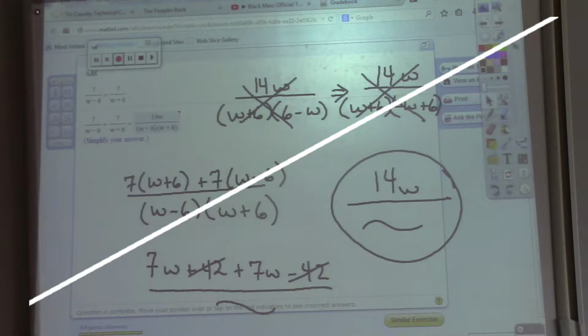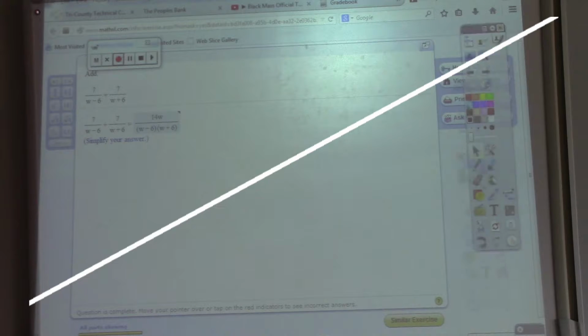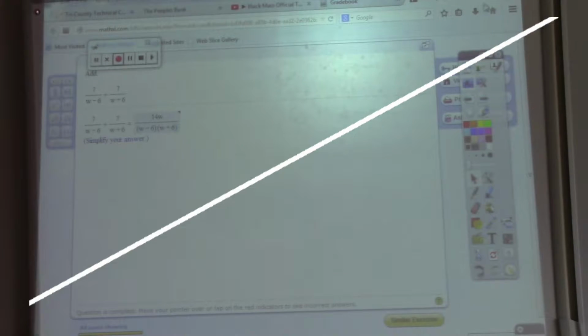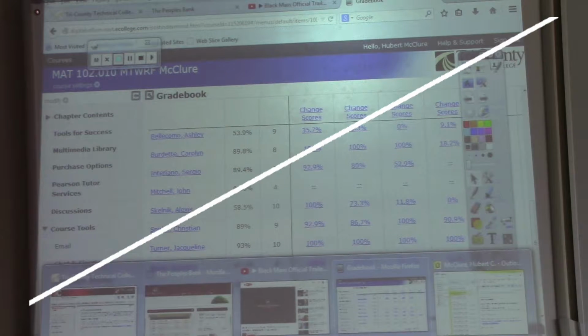All right, so let's look at the test. So I did put the bonus questions on there. Are there gimme questions? Yes. All right, well, let's pull it up and see what it looks like.